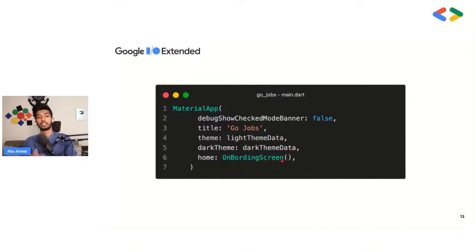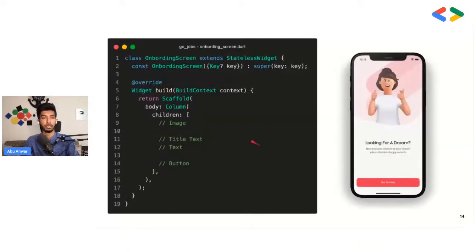And on starting, I'm calling the onboarding screen. We have not created it yet. Let's create our onboarding screen. This is our onboarding screen, which is a stateless widget. And this is the preview of our onboarding screen. It contains an image, then text, and a button. Inside the column, it has an image, text, and button.